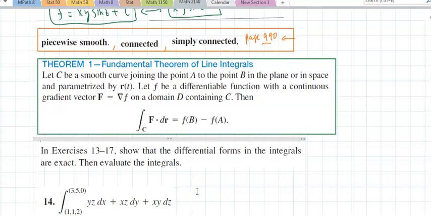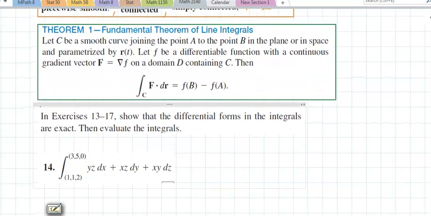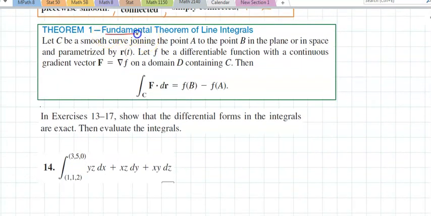For now, I have this theorem, and notice what's titled: Fundamental Theorem of Line Integrals. There's only one fundamental theorem of calculus, which has two parts, and there's only one fundamental theorem of line integrals. Line integrals is what we're going to use all throughout this chapter for all our engineering applications. And this is the basis, the fundamental theorem of those line integrals.